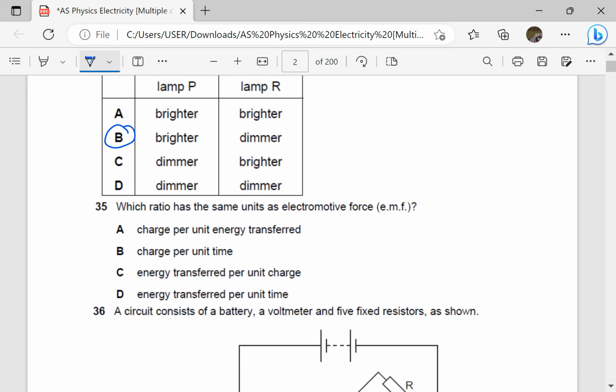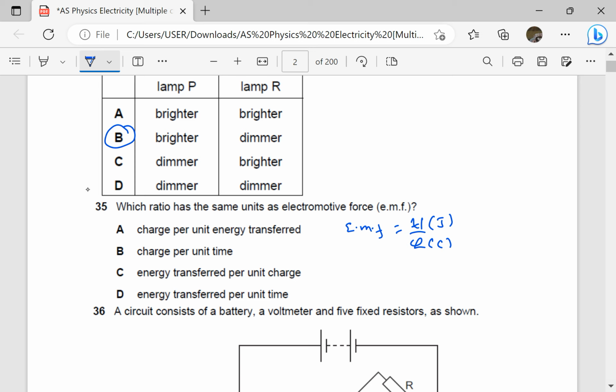Which ratio has the same units as EMF? The same units as EMF. We know that EMF is work done per unit charge. And this gives us the units as joules per coulomb. So which ratio has the same units as electromotive force?